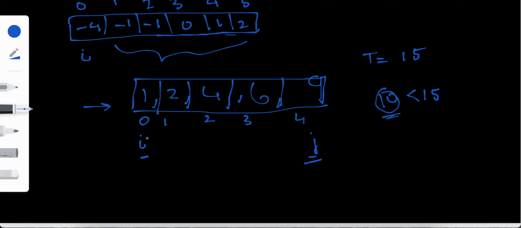So here what will I have? I'll increase my i to here. Now instead of the sum 10, I'll have 2 plus 9, which is 11, which I know is again less than 15. But again I cannot increase my j because I'm already at the end of the array, so I increase my i again. Now I have 4 plus 9, which is 13, again less than 15. So I'll increase my i again. Now I have 6 plus 9, which is 15, exactly equal to the target that I want. So I know this is a solution to my problem.